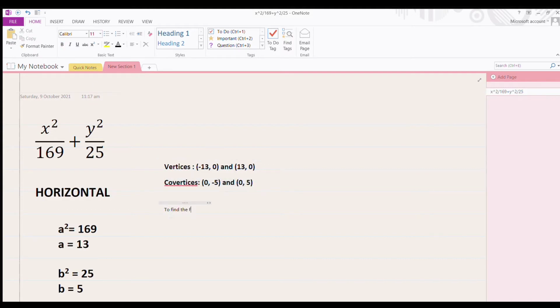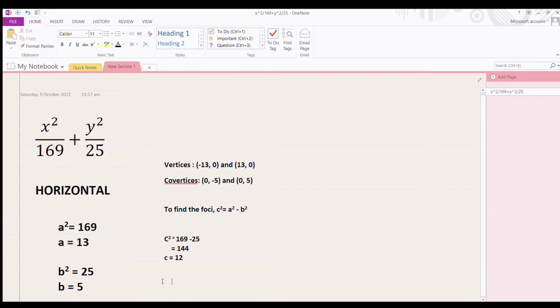To find the foci, we need to use the equation c squared is equal to a squared minus b squared and solve for c. c squared is equal to 169 minus 25. The answer is 144, and we are going to find the square root of 144, which is positive and negative 12. The foci are (-12, 0) and (12, 0).